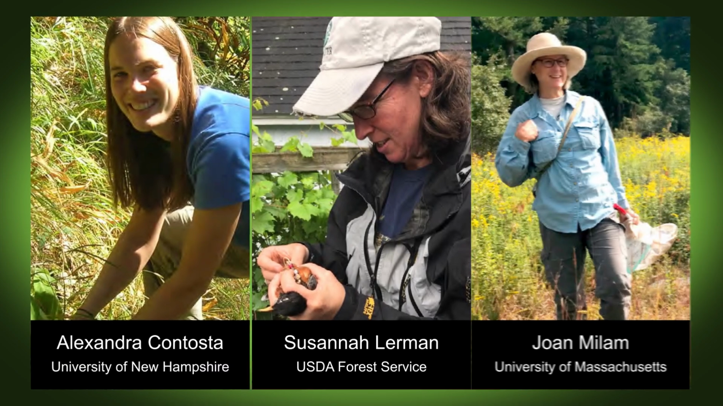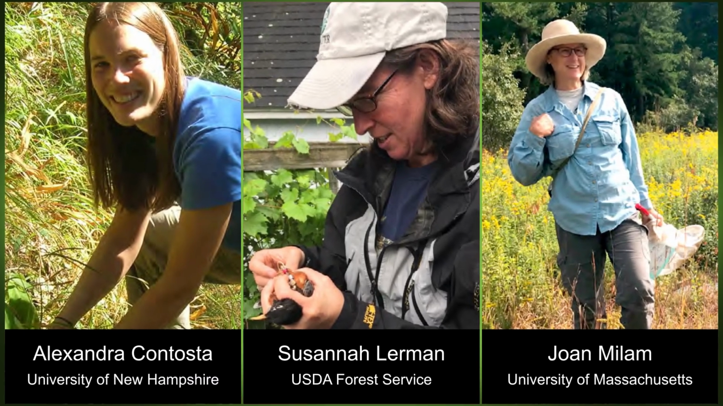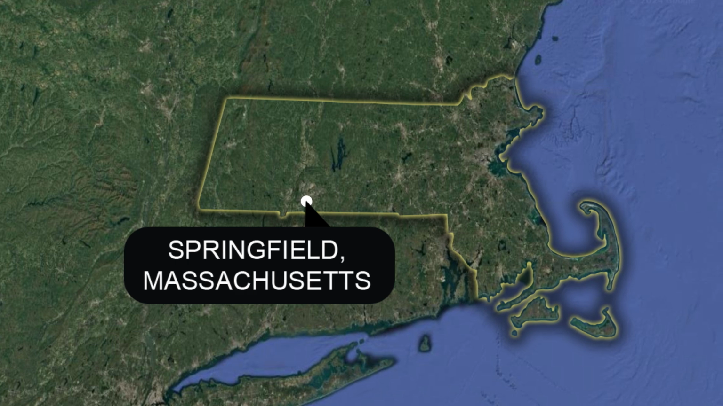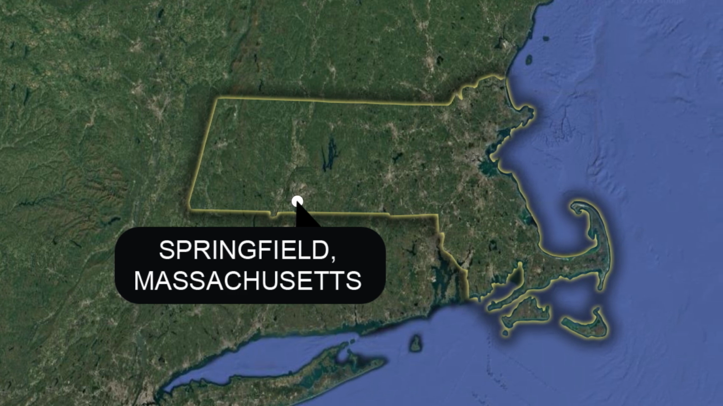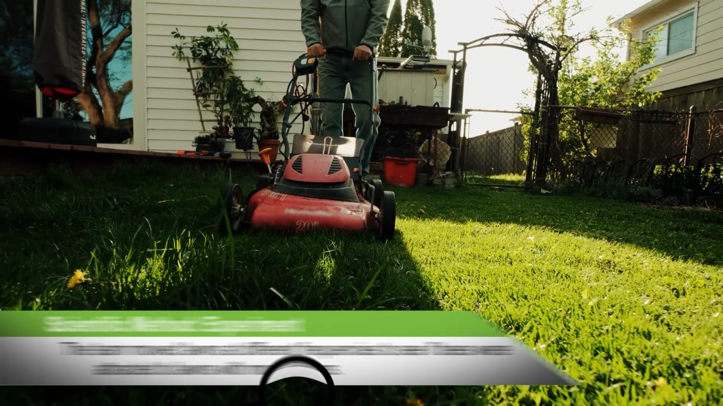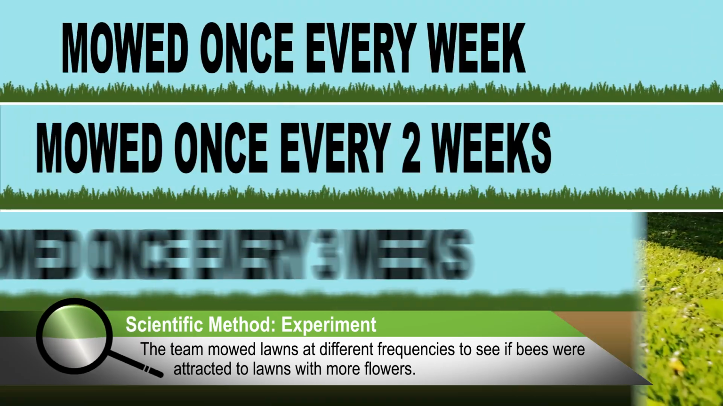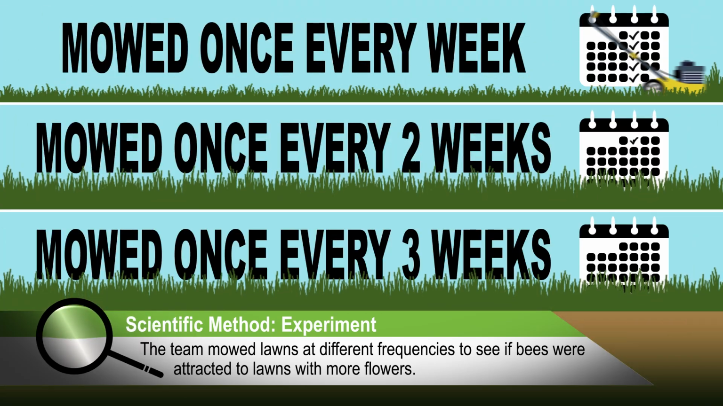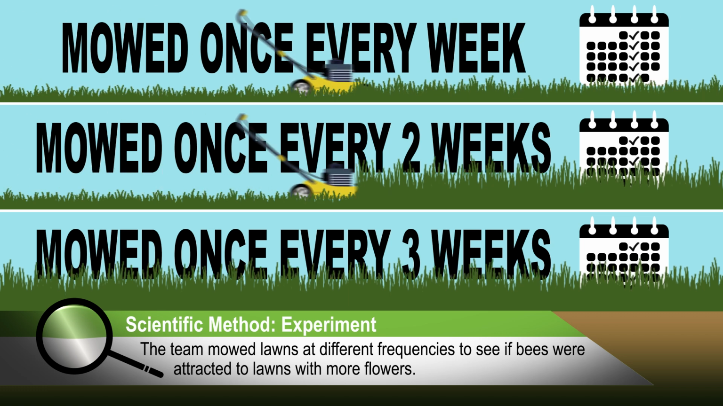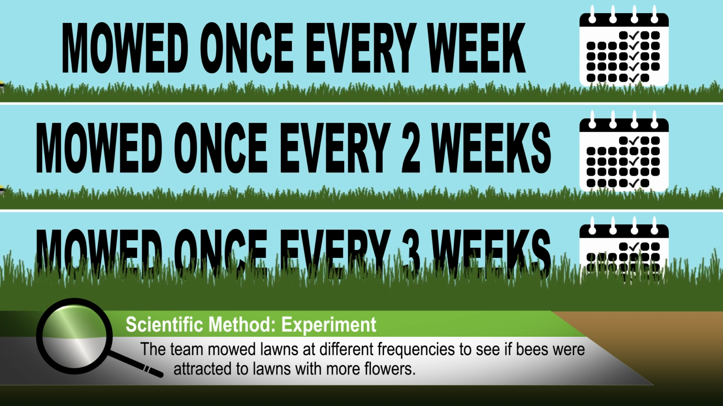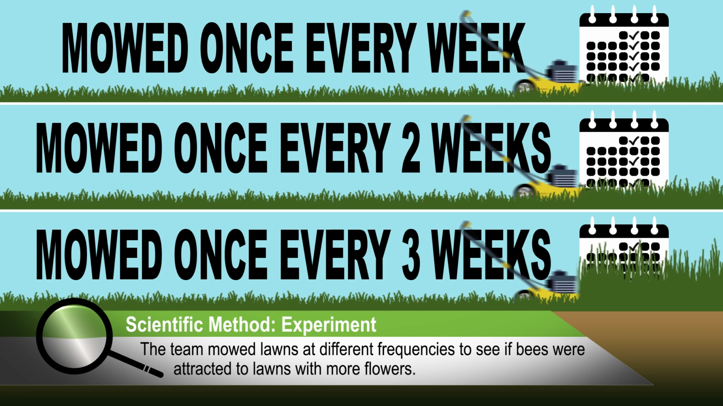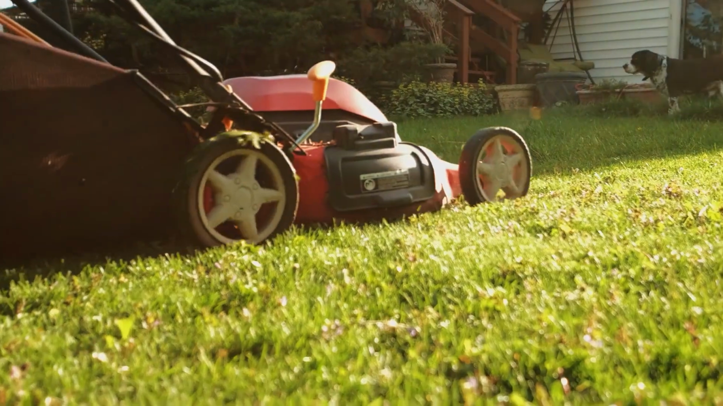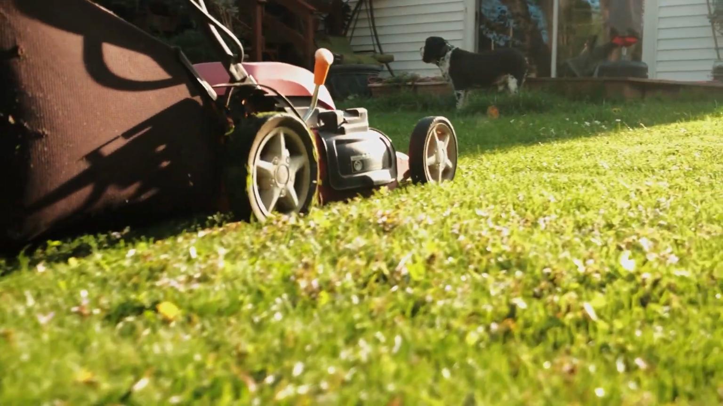She teamed up with fellow scientists Alexandra Contasta and Joan Millam and decided to experiment with lawn mowing in Springfield, Massachusetts from 2013 to 2014. She wanted to mow a variety of yards, some lawns once a week, some lawns once every 2 weeks, and some lawns once every 3 weeks to see how many bees were active in the yards. One of the ways that I was able to recruit people was to offer them something in return. If they would be a part of the study, myself and my team would go in and mow their lawns for free over the course of 2 years.